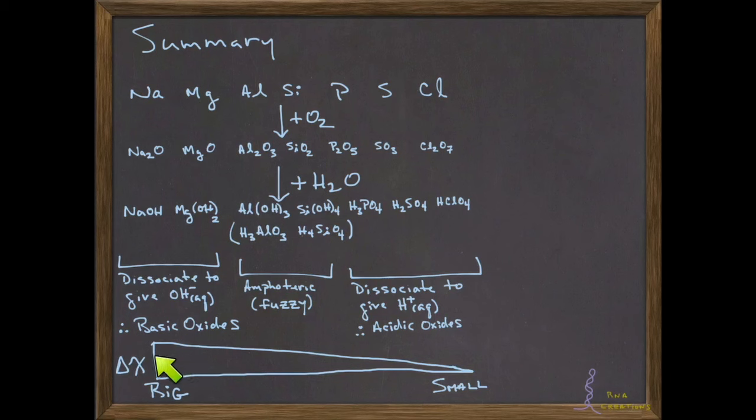Over on the left, that electronegativity difference is big, and so the electrons are transferred. It gives oxide, which can hydrolyze water. Over here, the electronegativities are much more matched between the element and oxygen, and so they form molecular compounds that dissociate protons and are acidic.